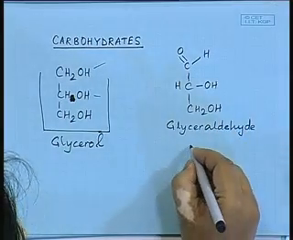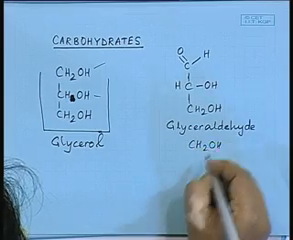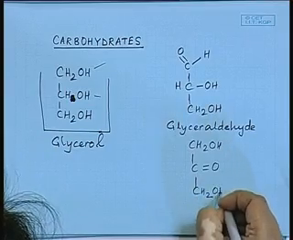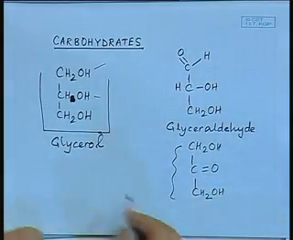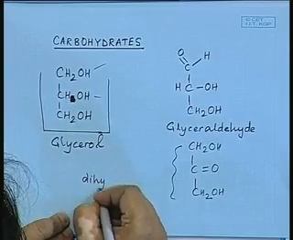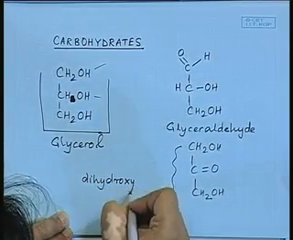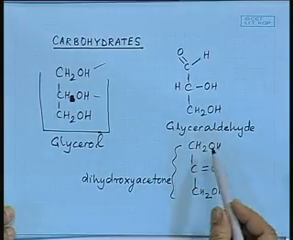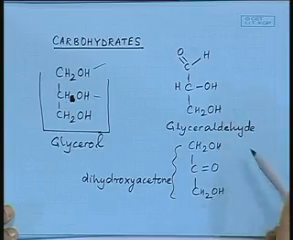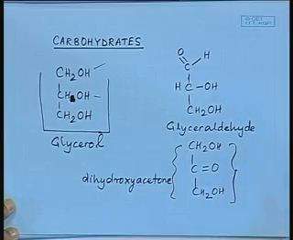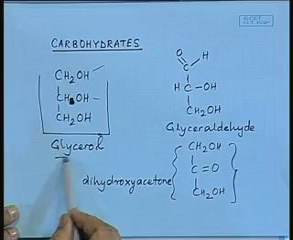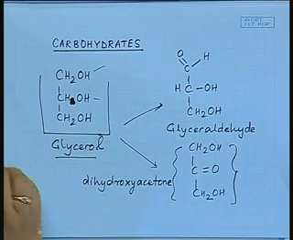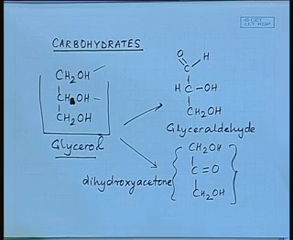We can also form CH2OH, C double bond O, CH2OH, which is called dihydroxyacetone. Dihydroxyacetone. We know that acetone is CH3COCH3, this is dihydroxyacetone. So, we have again the parent compound being glycerol, and from this we can get these two aldehyde and ketone components that actually form the basis for all carbohydrates.